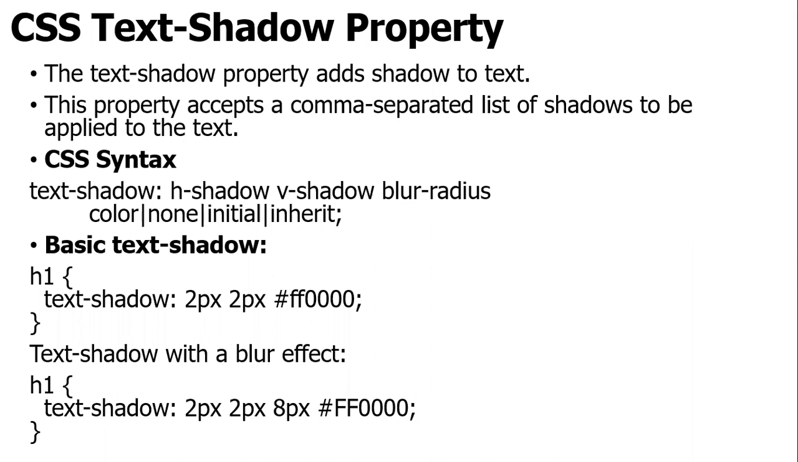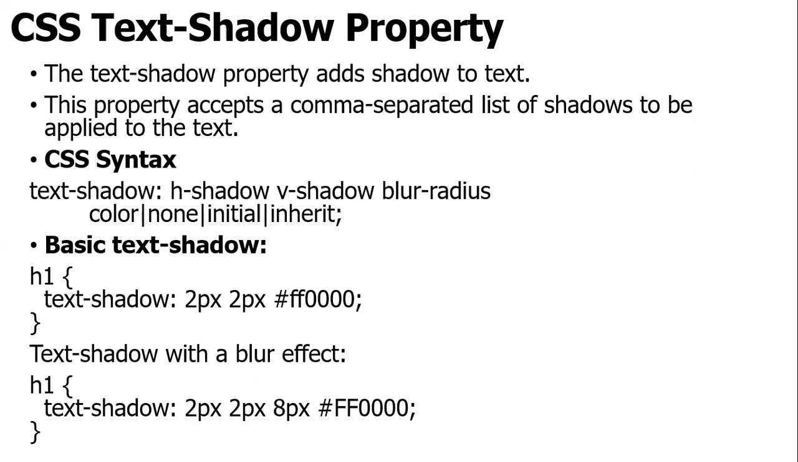Now we see one of the properties of CSS to enhance the text: the text shadow property. The text shadow property adds shadow to the text. Text in the sense means the contents which we want to display in the browser. This property accepts a comma separated list of shadows to be applied to the text.